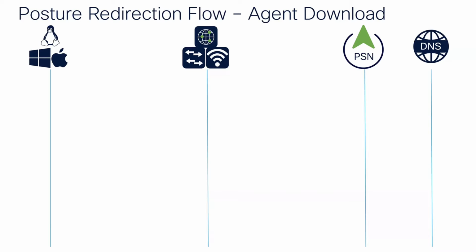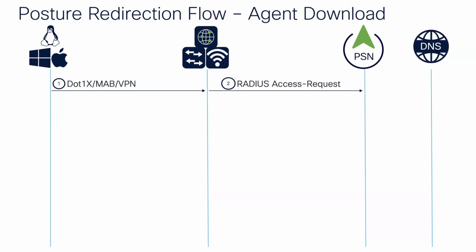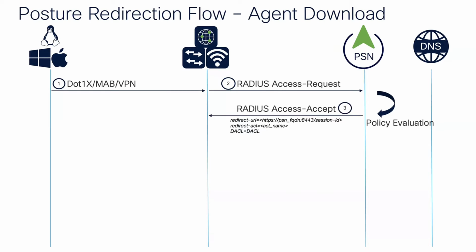Consider a situation where these Windows, Mac, and Linux endpoints come over the network via wired, wireless, or VPN, through 802.1X, VPN, or web authentication methods, and get authenticated against the PSN. The PSN evaluates the policies configured on it, and then sends a RADIUS Access-Accept with a specific URL redirect, ACL, and a DACL.